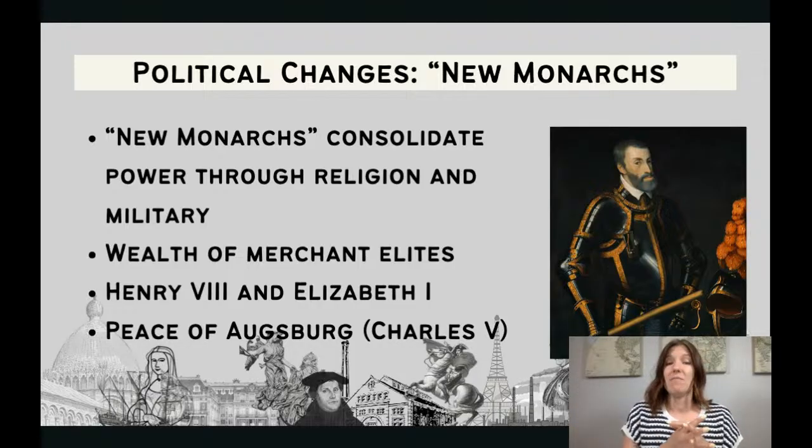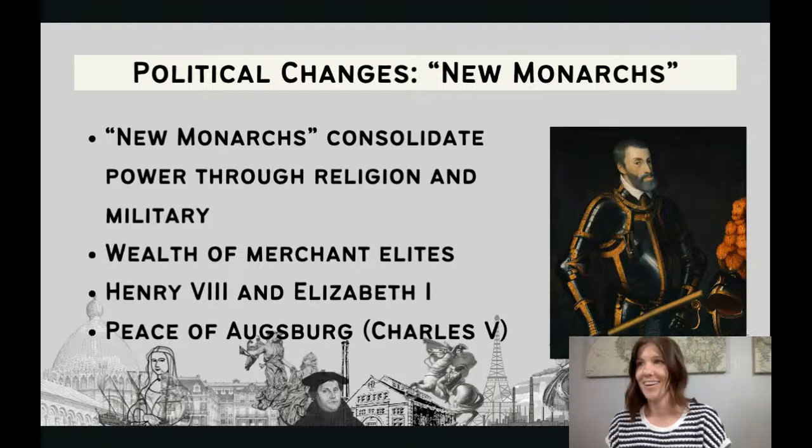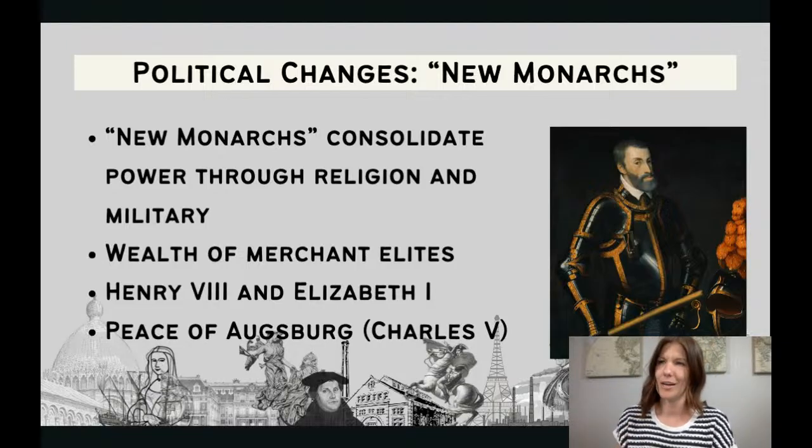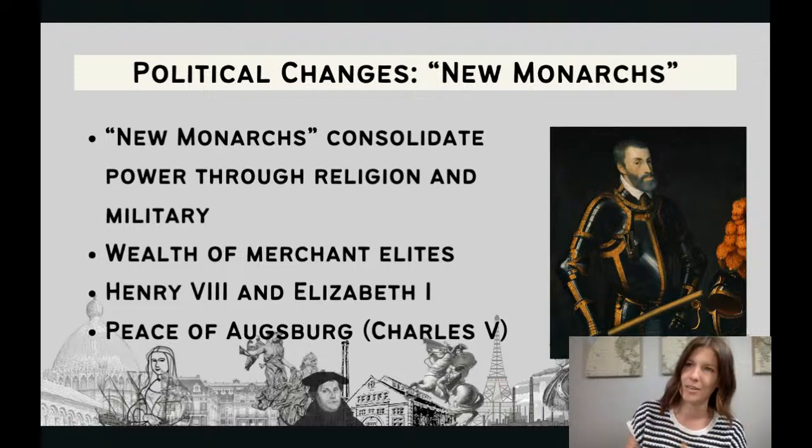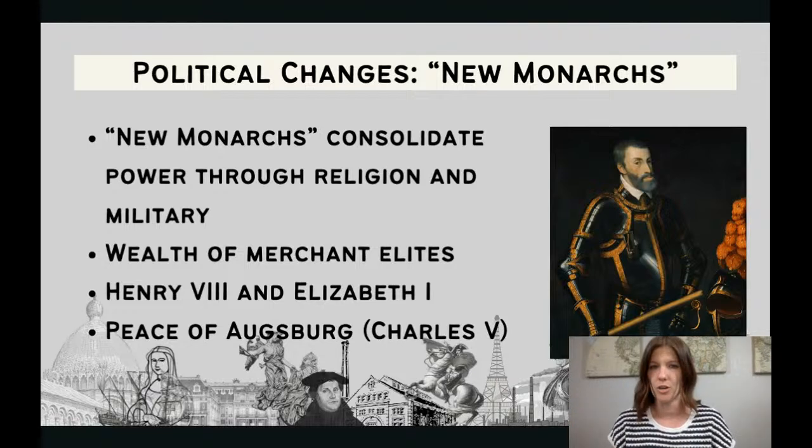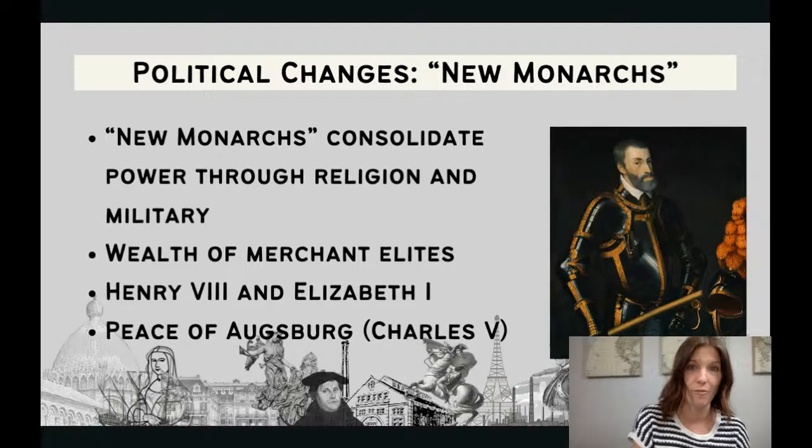Two people listed by name that you need to know, Henry VIII, Elizabeth I. I would definitely use those as examples of how these new monarchs consolidated power through religion. Henry VIII, right, was like, hey, Catholic Church, I want to get a divorce. Catholic Church was like, you can't do that. Henry VIII was like, cool, I'm going to do it anyway, and then form my own church that I will place myself as the head of.